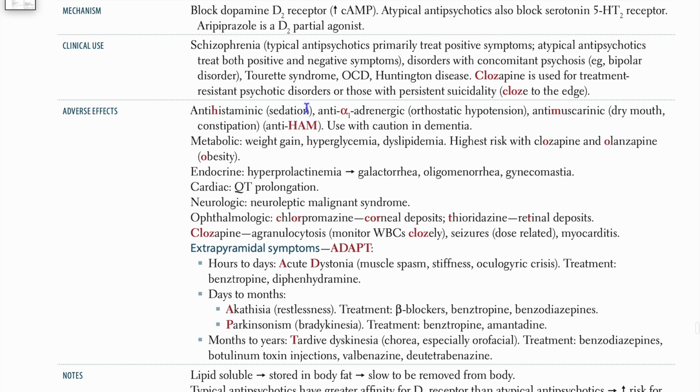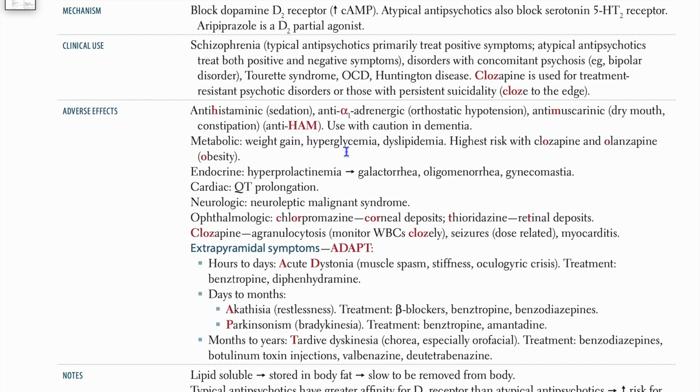Adverse effects: antihistaminic, or sedation, and anti-alpha 1 adrenergic. Okay, so that's the vasoconstrictor one, so you're blocking that. That causes orthostatic hypotension because of vasodilation. Why vasodilation? Because there's unopposed action of beta adrenergic, because alpha 1 is blocked. Antimuscarinic, right? So dry mouth, constipation. Use with caution in dementia. Metabolic: weight gain, hyperglycemia, dyslipidemia. Highest risk with clozapine and olanzapine, or obesity.